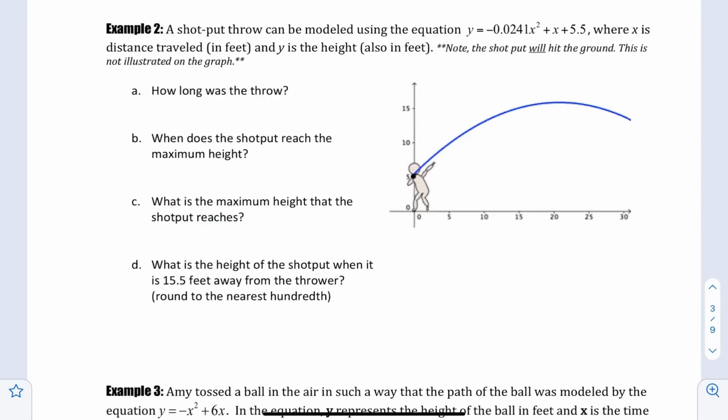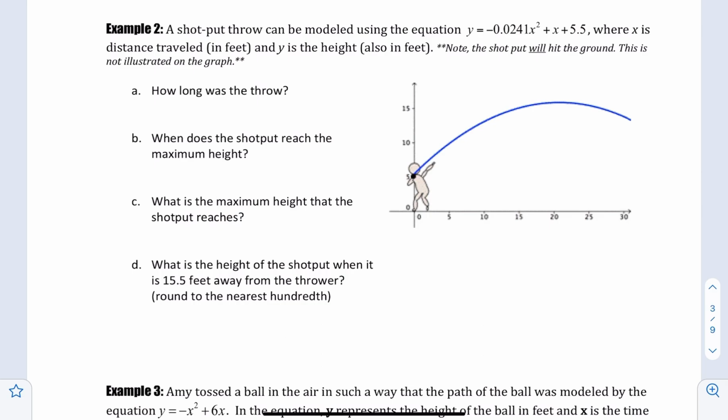So taking a look at example number 2, it says that a shot put throw can be modeled using the equation y equals negative 241 10,000ths times x squared plus x plus 5 and 5/10ths, where x is the distance traveled in feet and y is the height also in feet. So again, my x and y axis are both distances. One is horizontal, one is vertical.